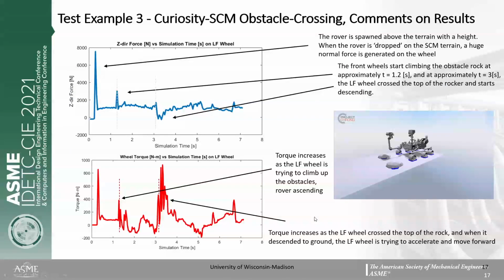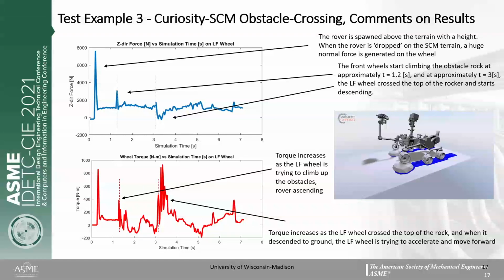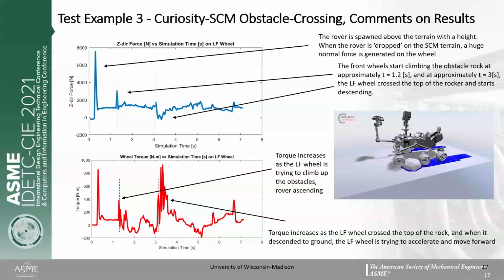Here is another example which simulates a classic scenario in rover testing. It tests the Curiosity rover's obstacle-crossing capability. In this experimental setup, we have two rocks represented by meshes placed in front of the Curiosity rover, and we show the data for vertical force in the z direction and torque applied on the left front wheel. The two plots show data we obtained from simulation of the left front wheel of the rover.